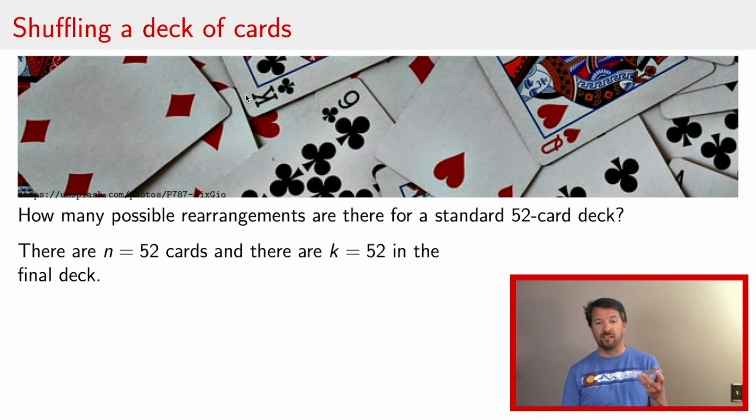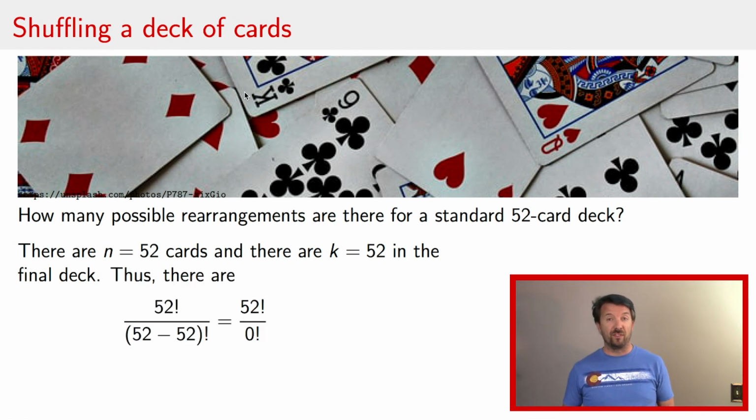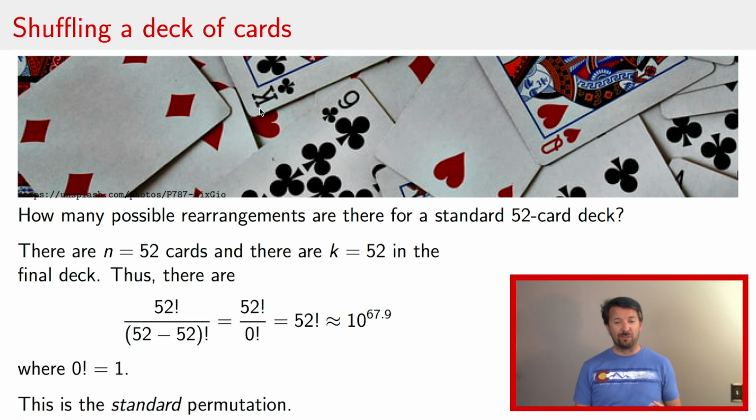Our formula says it's 52 factorial divided by 52 minus 52 factorial. So that's 52 factorial over 0 factorial. As a quick reminder, 0 factorial is defined to be 1. So then we just have 52 factorial. And we can calculate 52 factorial. It's going to be a big number. It's going to be approximately 10 to the 68th power.